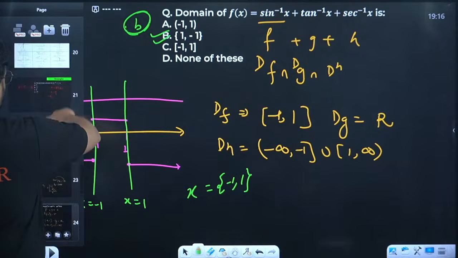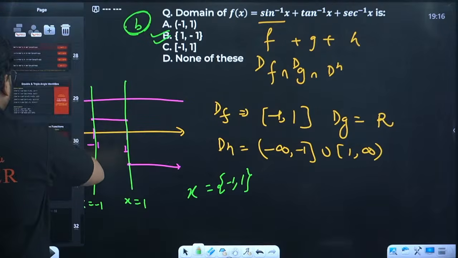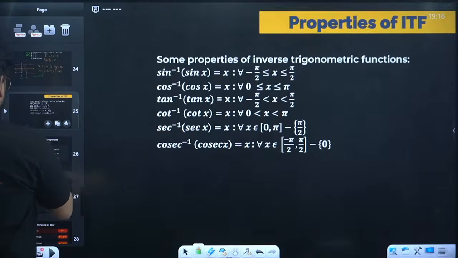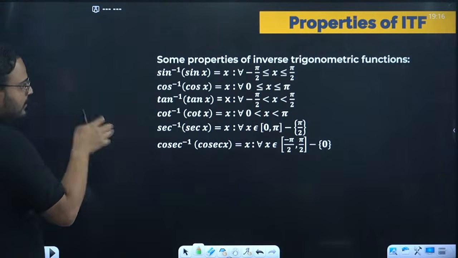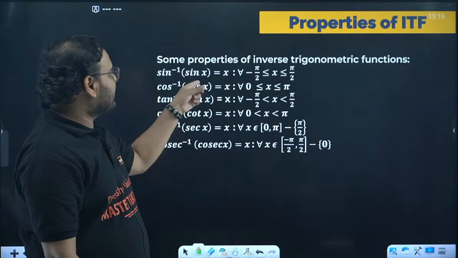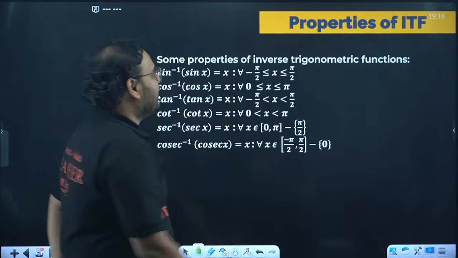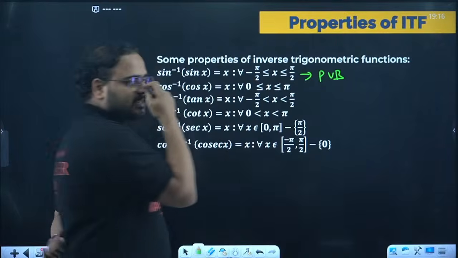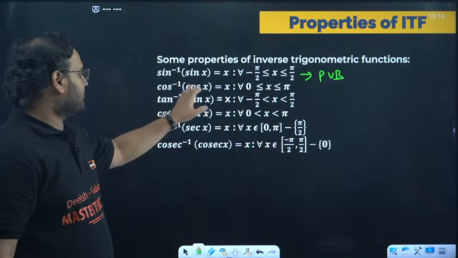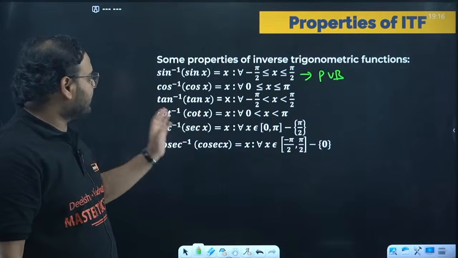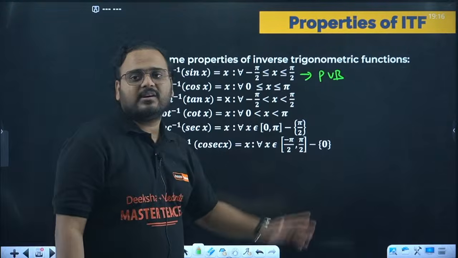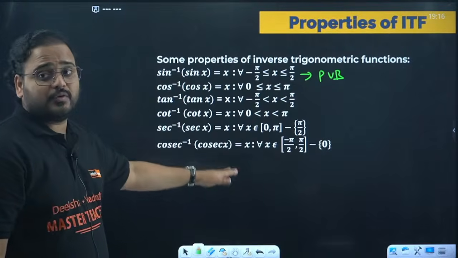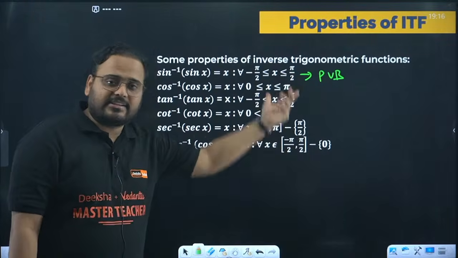Okay, moving on. So we are done here. Now let's revise some properties. As I mentioned, sin inverse of sin x is equal to x when x is in the principal value branch. And this is true for all the 6 trigonometric functions: cos inverse of cos x, tan inverse of tan x, cot inverse of cot x. All this is true only in the case of the principal value branch. Clear? We have to remember this. Very, very useful. Alongside that, the domain and the range you also know.